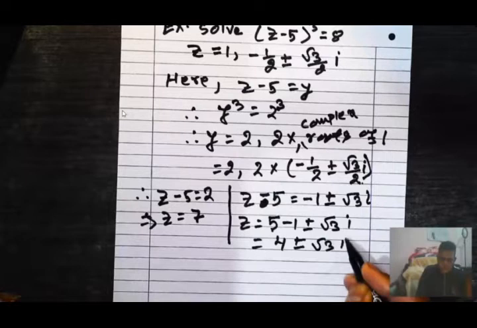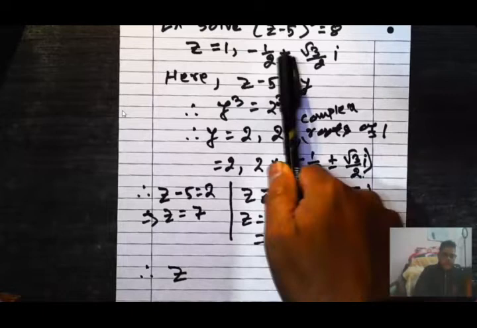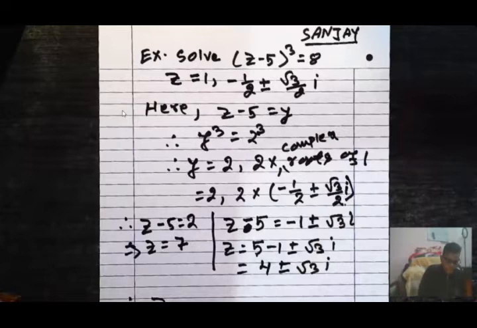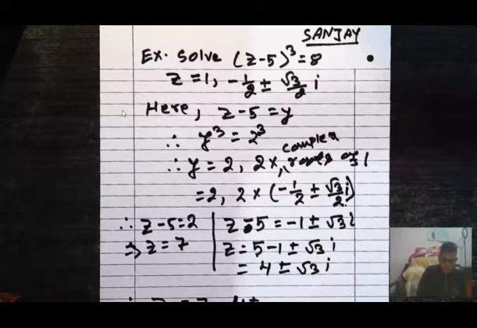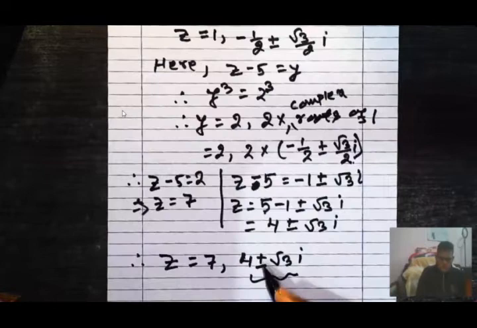So therefore the values of z in this equation are going to be 1 real root and 2 complex number values. And here also you saw that these two complex numbers are in a conjugate pair.